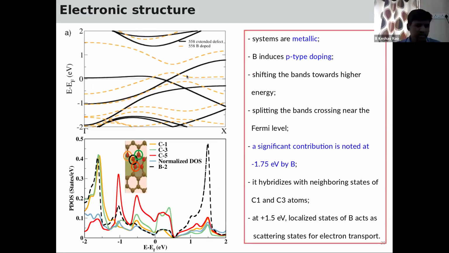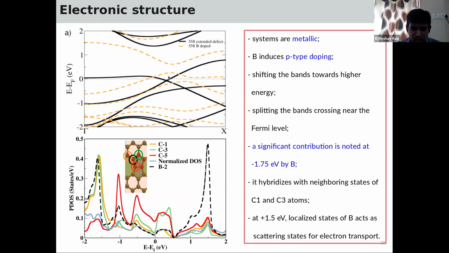We can see the black curves represent the pristine one, without doping of boron. You can see at the Fermi level, the line drawn at the Fermi level is intersecting the black curve at two locations. So this means there are two channels at the Fermi level, two paths will be available for transmission.